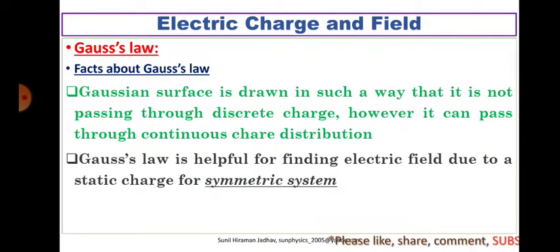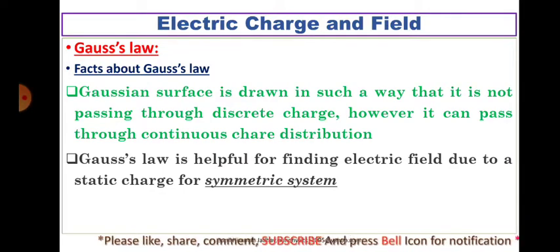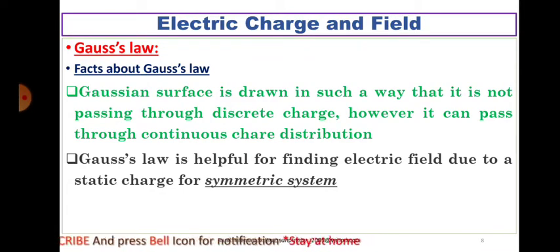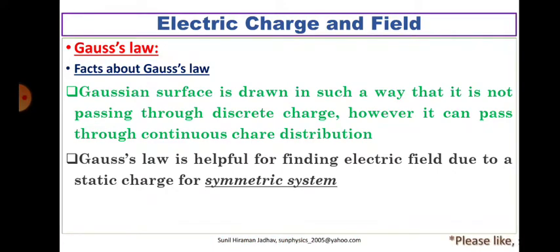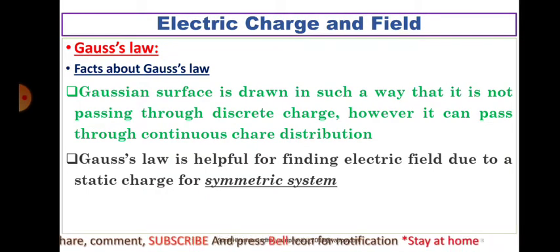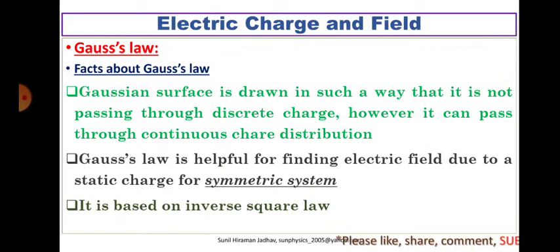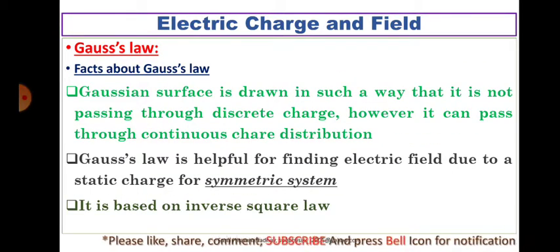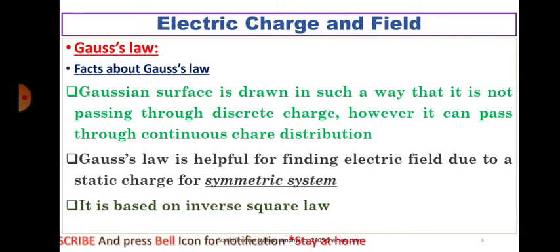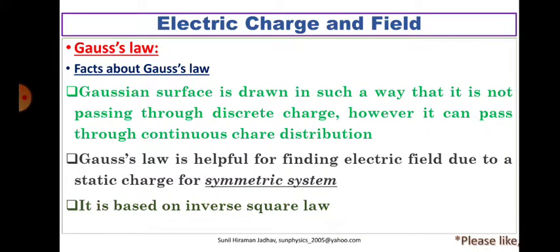Gauss law is helpful for finding the electric field due to a static charge for a symmetric system. So if you have a symmetric charge system, in that case Gauss law is again helpful, and it will give us the electric flux. Further, the charges which we are considering here for Gauss law are static, they are at rest. And the last, it is based on the inverse square law. So Gauss law is also basically based on the inverse square law. These are some of the facts based on the Gauss law.